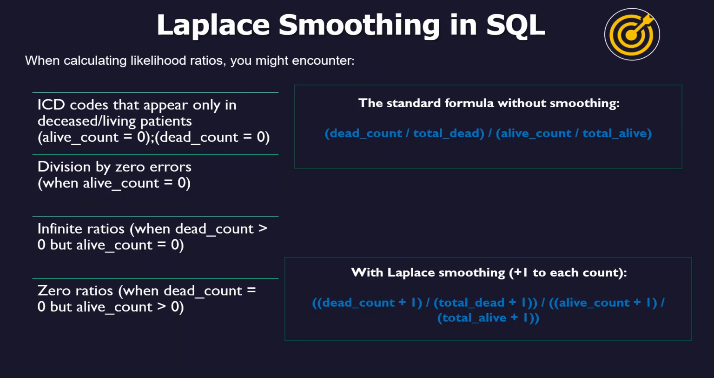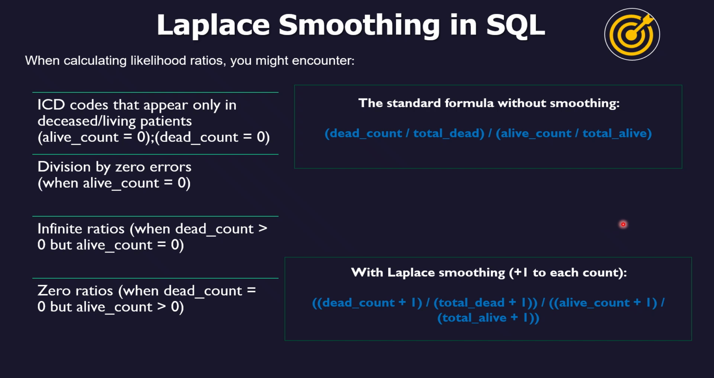Before going to do the second question, we need to understand what Laplace smoothing is in SQL, because without that, we might run into problems when we are calculating our likelihood ratio. The standard formula without Laplace smoothing to calculate the likelihood ratio is the dead count upon the total dead, divided by the alive count upon the total alive. So this is the formula for the likelihood ratio.